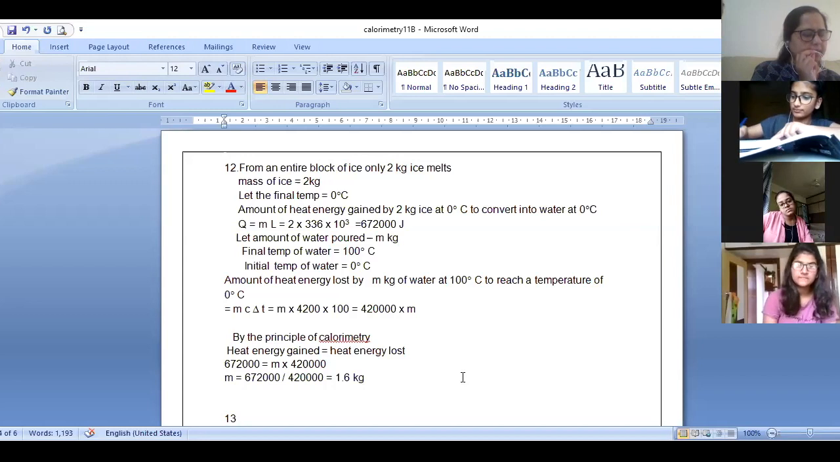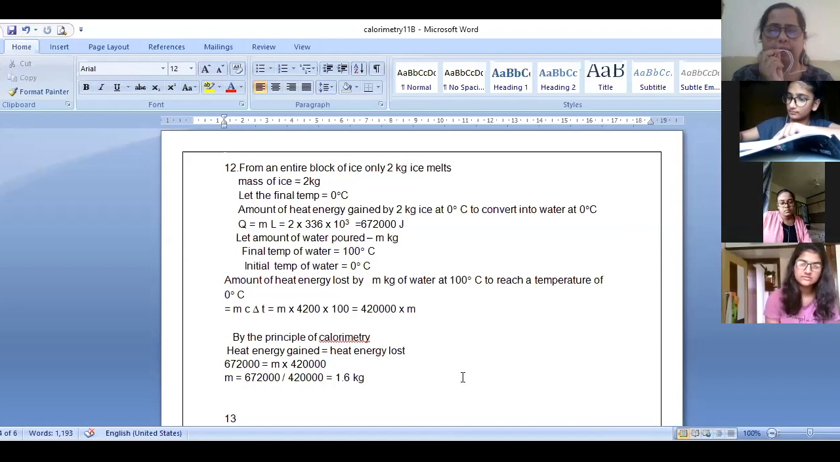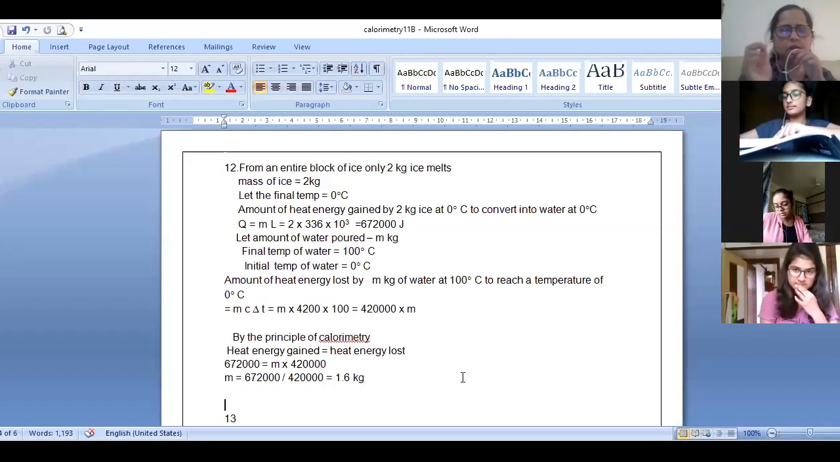Shravani, tell me the second statement quickly. Amount of heat gained to convert 100 grams of ice at 0 degree into water at 0 degree. So the equation will be, what equation? Q is equal to mL. Very good. So now the next is change of phase. First the ice came to 0 degrees, now is the change of phase. So Q equal to mL.